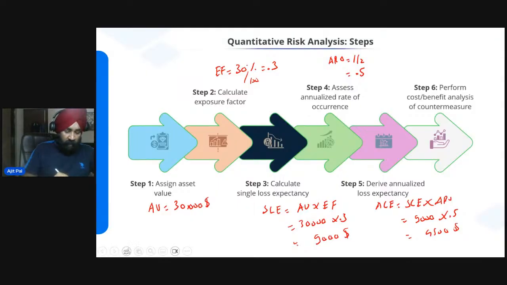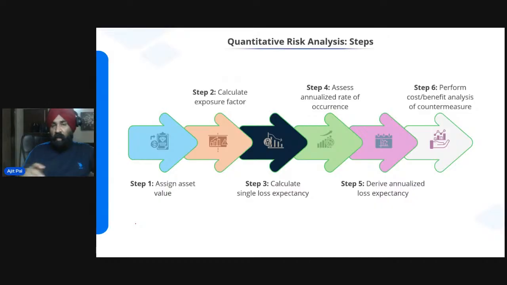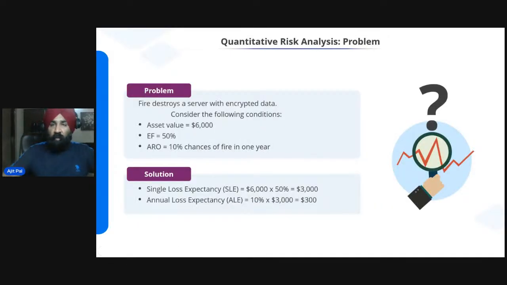In the practical world, we all use qualitative risk analysis. So another example of it, fire destroys a server with encrypted data. Consider the following situation. Asset value is $6,000. Exposure factor is 50%. So SLE is a product of asset value into exposure factor. So 6,000 into 50%, that is $3,000. And ALE is SLE into ARO, that is $300. So this is how you can calculate the value in quantitative.